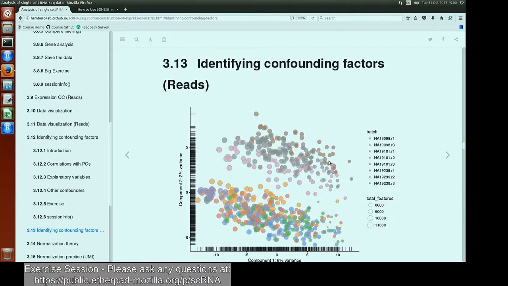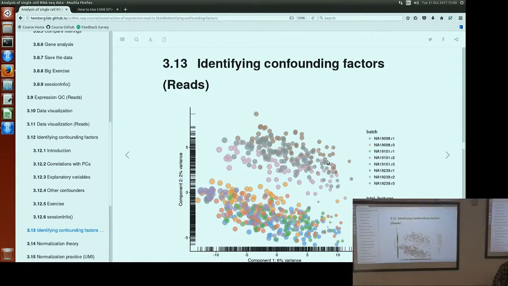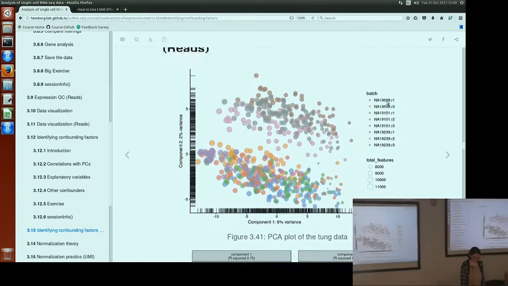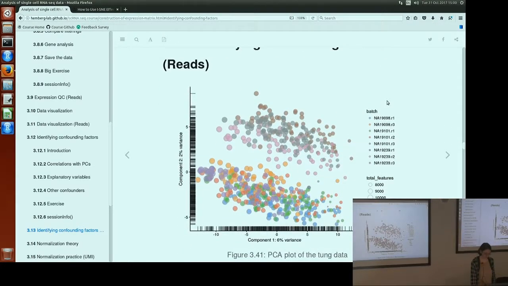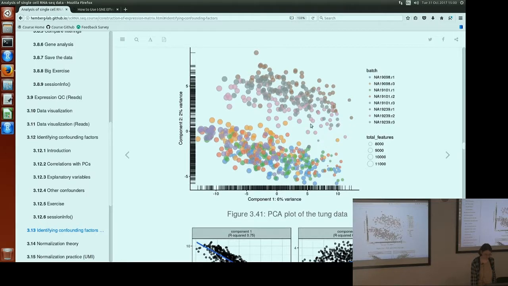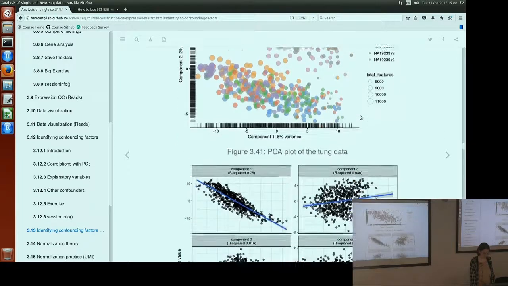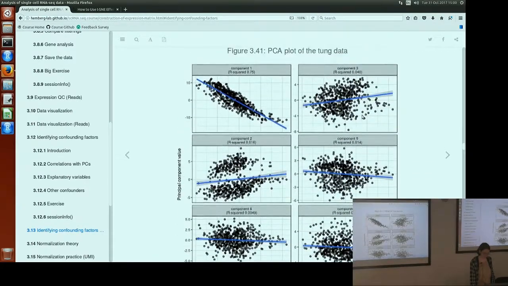Okay, so I'm going to quickly go through the exercise, and then we'll have a 10-minute coffee break. If you do the PCA for the reads, you can see that there's still a bit of a trend related to total features in the principal component plot. And when you look at the correlation plot, you can see that there's still a strong correlation between principal component 1 and the total features, but it's less strong than with the UMIs because there's additional noise due to amplification.